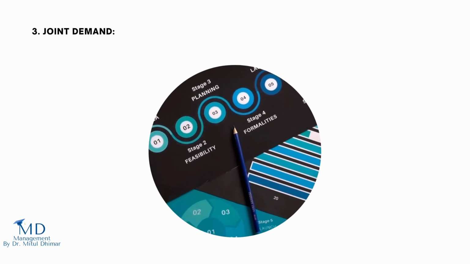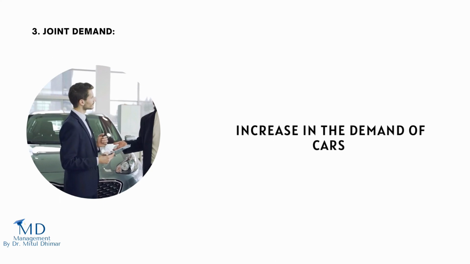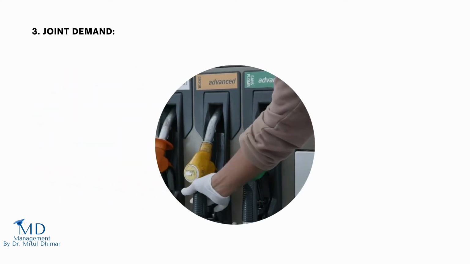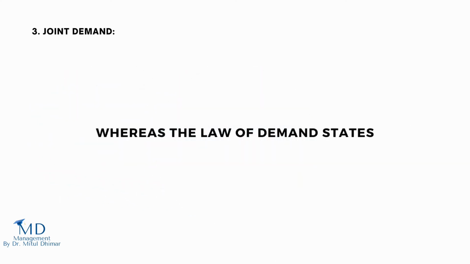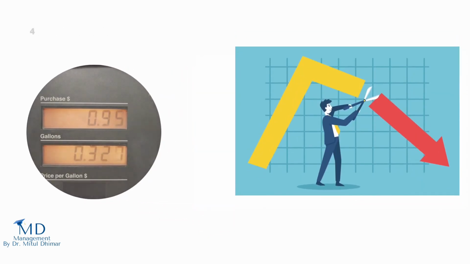Joint demand. Goods which have joint demand also falsify the law. For example, an increase in the demand for cars will lead to more demand for petrol. Whereas the law of demand states that the demand for petrol should increase if its price falls.